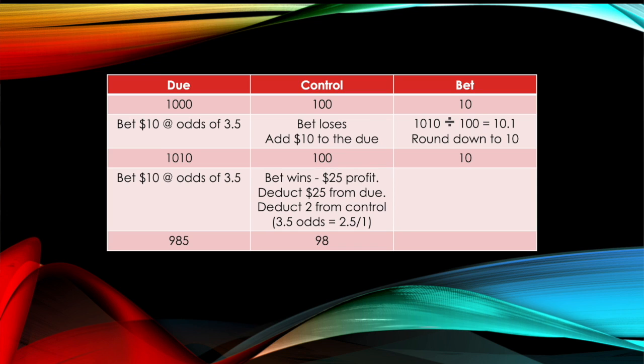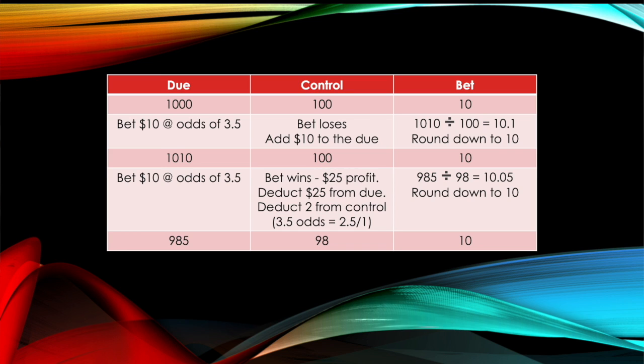Why is that? Because $3.50 odds is $2.50 to 1, or 2.5 to 1 if you want to call it that way. And again, we're rounding down. So instead of 2.5, we'll round that down to $2. So we're deducting 2 from the control column, which brings that down to 98. So then the next bet will be 985 from the due column divided by 98 from the control column, gets you down to 10.05. So again, the bet is $10.